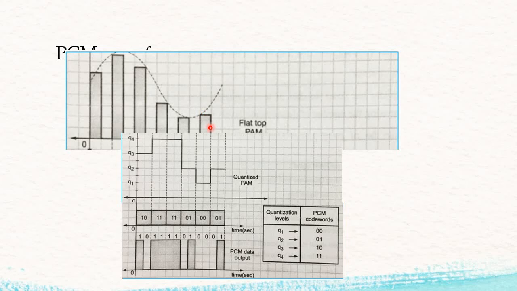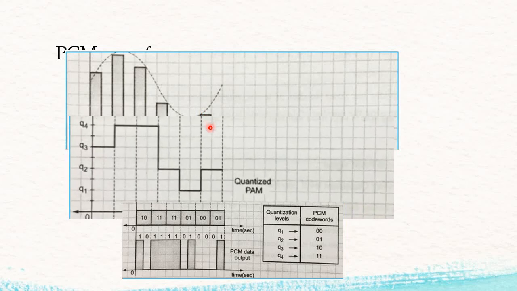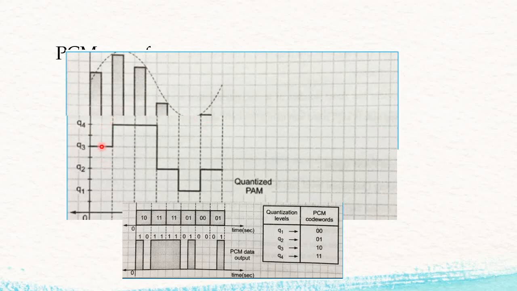Once the samples are done, we go for the quantization. Quantization means approximation. Here, this particular line is approximated to the level Q3. Now these two values are present in the same range, therefore they are approximated to the same value. Likewise, we do the approximation of the samples: the samples present in one quantized level are assigned one value.